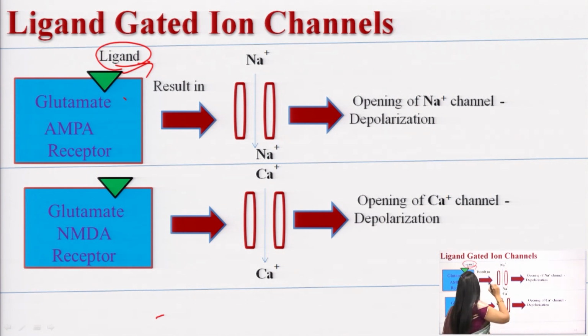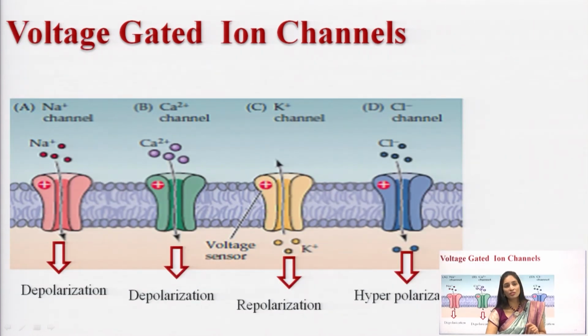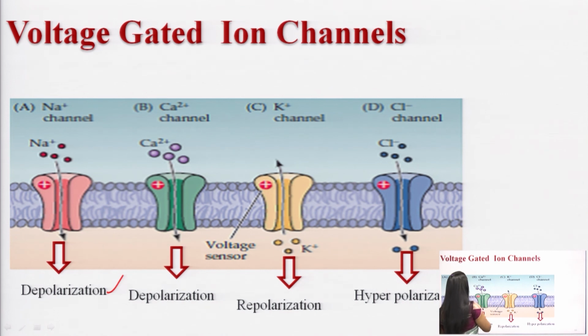Glutamate has two types of receptor, one is the NMDA receptor and the second one is the AMPA receptor. When glutamate binds to the AMPA receptor, what channel is going to open? The sodium channel. When glutamate binds to the NMDA receptor, the calcium channel is going to open, which will cause depolarization of the cell. So the sodium channel will cause depolarization, and the calcium channel will cause depolarization.